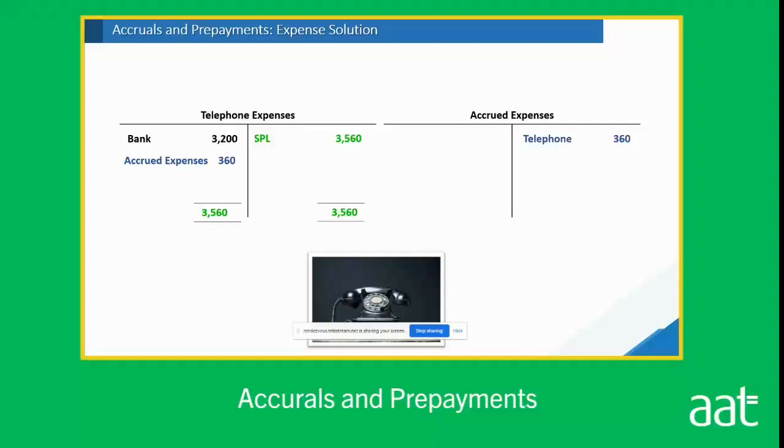On my statement of financial position, I will have an accrual balance of £360, which will be recognised as a current liability, and at the end of the year have a balance carried down, ready to be brought down at the start of next year.